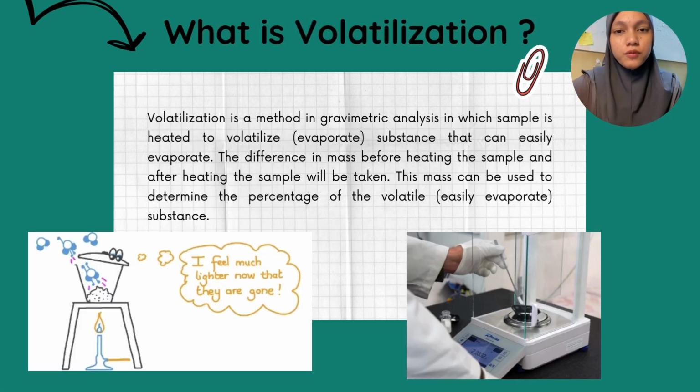Let's move to volatilization. So what is volatilization? Volatilization is a method in gravimetric analysis in which the sample is heated to volatilize substance that can easily evaporate. The difference in mass before heating the sample and after heating the sample will be taken. This mass can be used to determine the percentage of the volatilized substance.